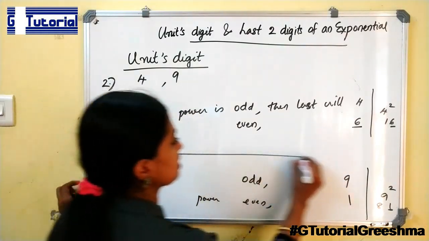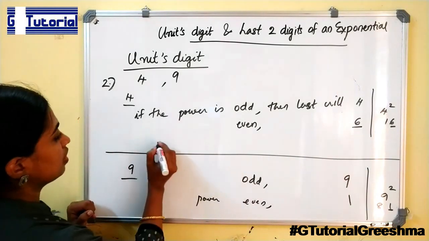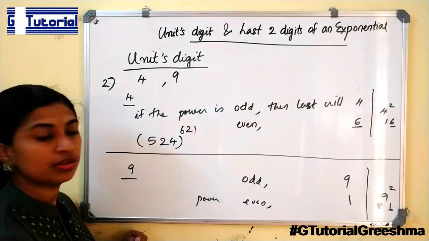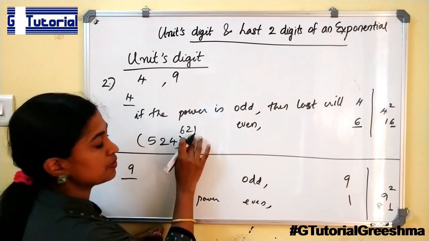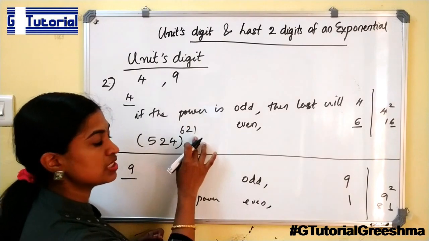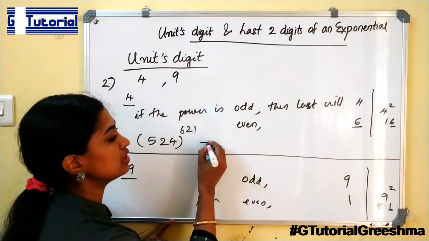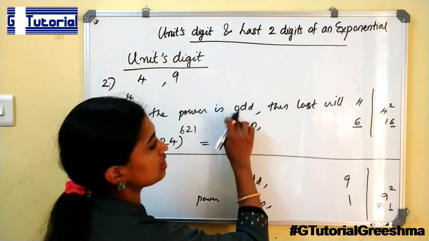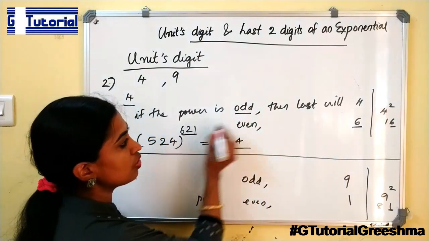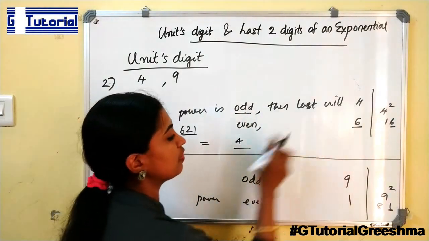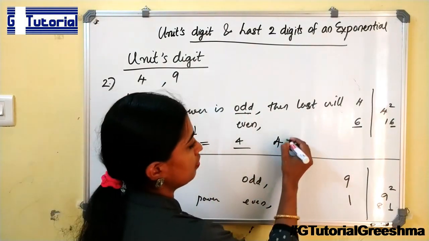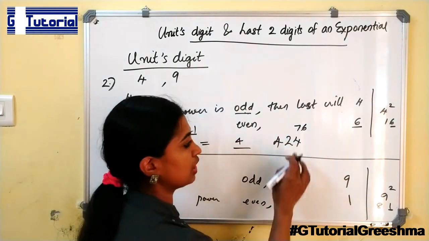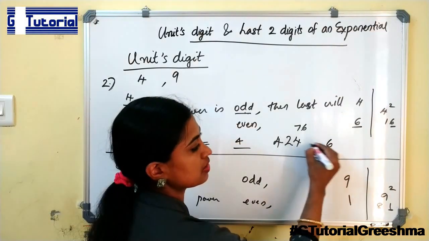So let us see some examples to understand this very clearly. 524 raised to 621. Is this power even or odd? 621 is an odd number. So the last digit will be what? 4 itself. Since the power 621 is odd, the last digit will be 4 itself. Then, raised to 76. 76 is an even number, so the last digit will be 6.